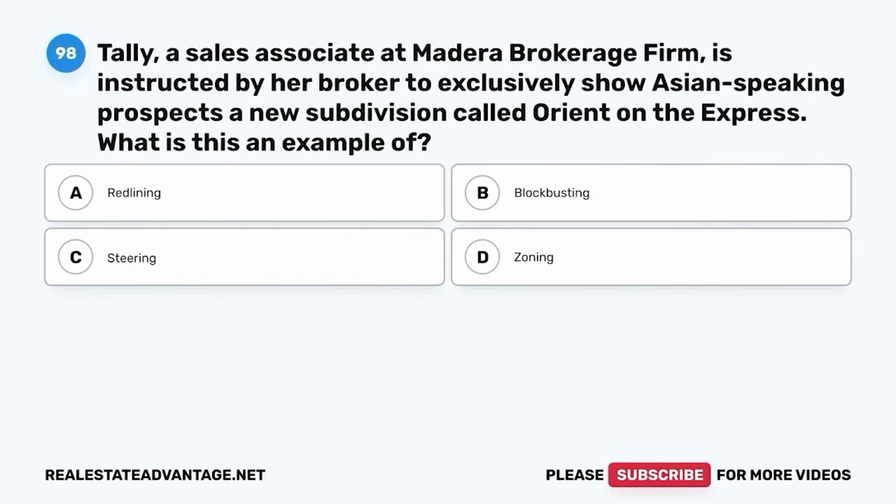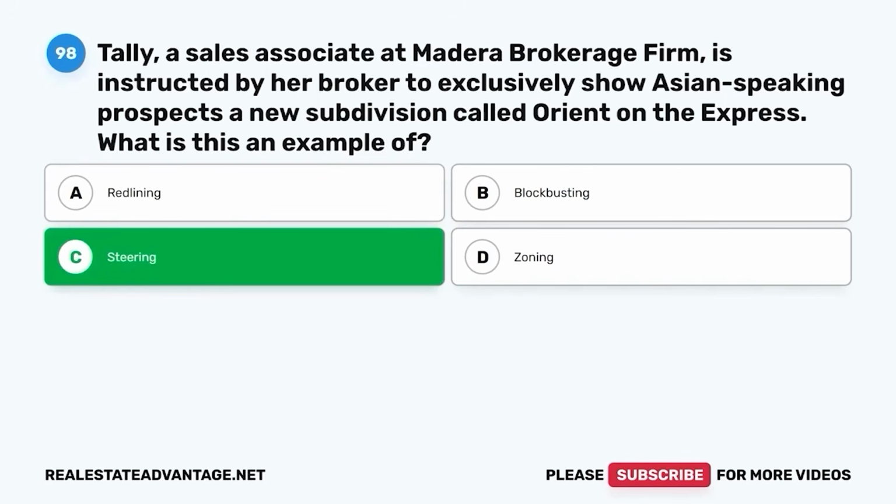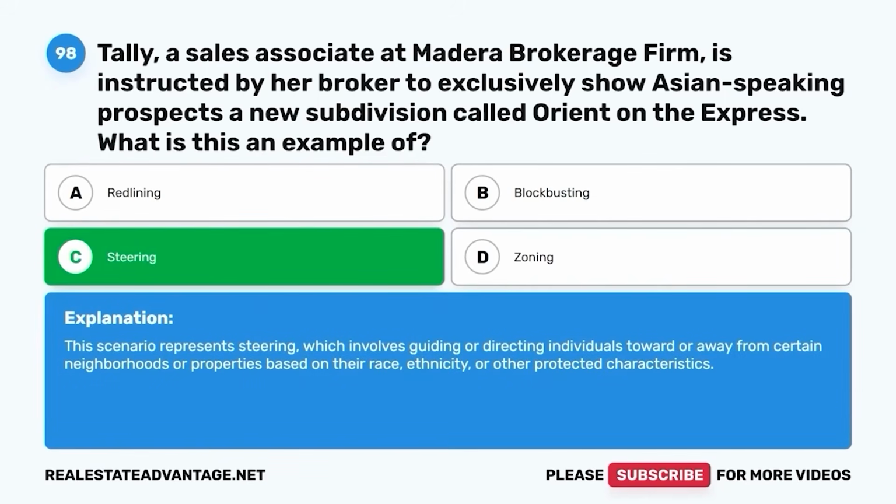Question 98. Tally, a sales associate at Madera Brokerage firm, is instructed by her broker to exclusively show Asian-speaking prospects a new subdivision called Orient on the Express. What is this an example of? A. Redlining. B. Blockbusting. C. Steering. D. Zoning. The correct answer is C. Steering. This scenario represents steering, which involves guiding or directing individuals toward or away from certain neighborhoods or properties based on their race, ethnicity, or other protected characteristics.